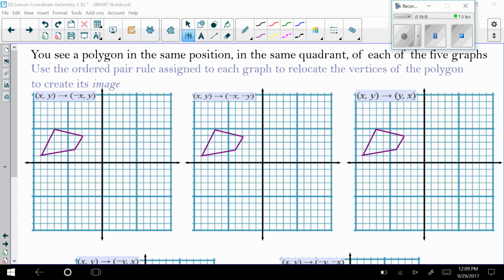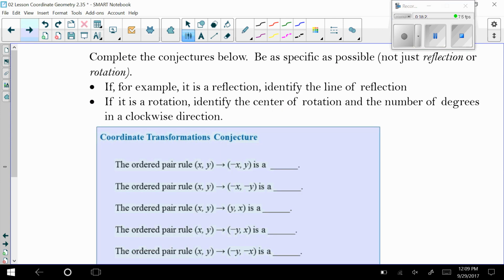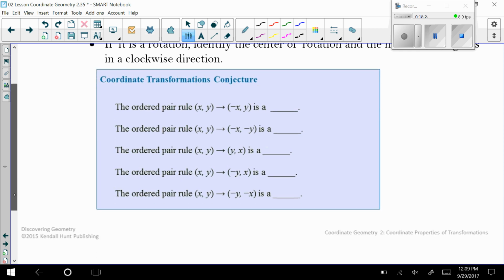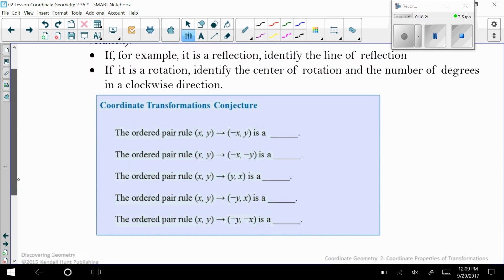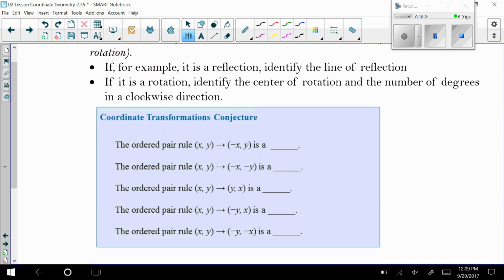On your guided notes, you'll see a polygon in the same position for each of these 5 quadrants on your next page. We are going to do this together in class, so you do not need to complete this activity right now. And in our in-class activity, we'll come up with a few more conjectures using ordered pair rules.